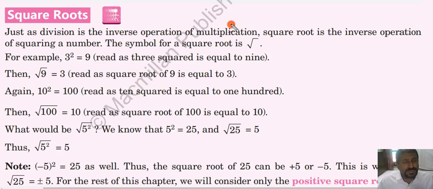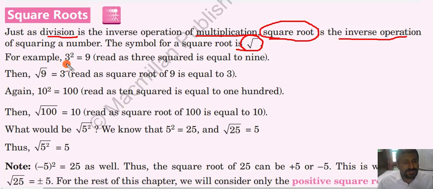As you know, every operation has an inverse operation. Like we can say that division and multiplication are inverse operations of each other. The same thing we have in the case of the square. Also we have one inverse operation, that is said to be what? Square root. And the symbol of the square root is represented like this.